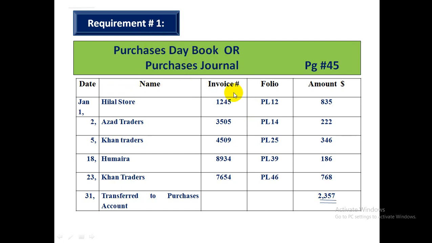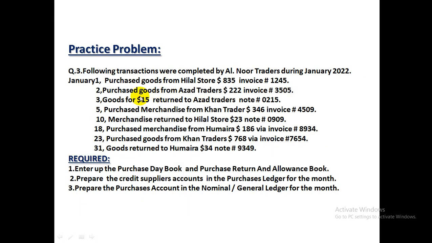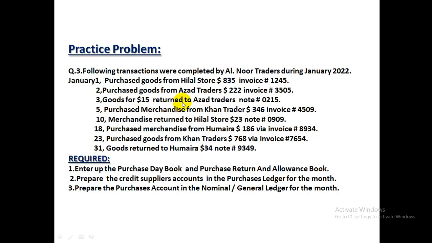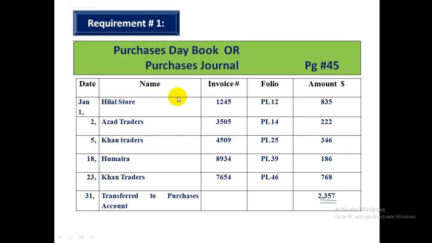The purchases day book specimen, already discussed in the introductory video, is this one. These are the columns which we use. In the date column the date of transaction will come. In the name column the name of the supplier from whom we are purchasing goods will come. Only purchase of goods entries will be recorded in purchases journal. The return of goods entries will not be considered. They will be ignored while preparing the purchases day book.